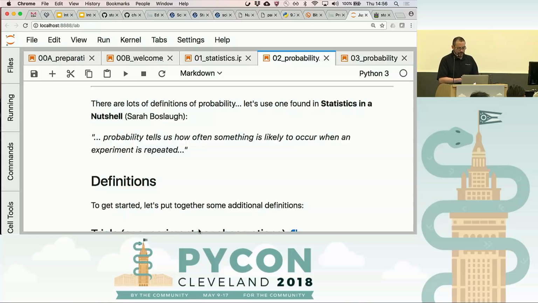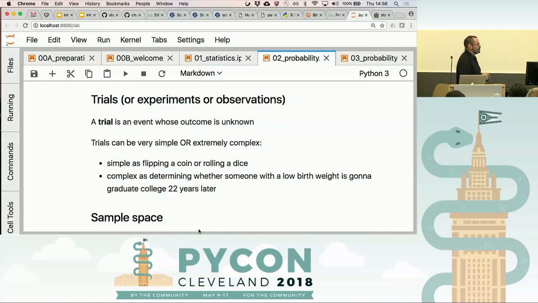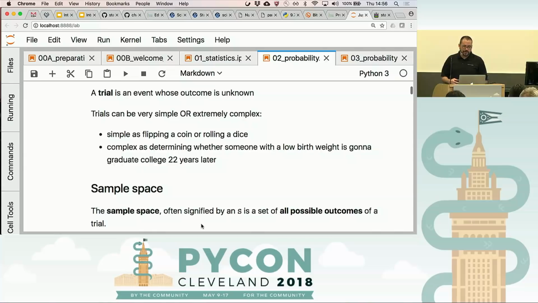All right. I like the definition from Sarah in Statistics in a Nutshell. Probability tells us how often something is likely to occur if we repeat an experiment, right? So let's expand our understanding of probability with a couple of definitions. You'll hear references to a thing called trials or experiments or observations. A trial is some event where you don't yet know the outcome. Trials can be crazy easy. I'm going to flip a coin, I'm going to roll a dice, or it could be someone has a low birth weight.